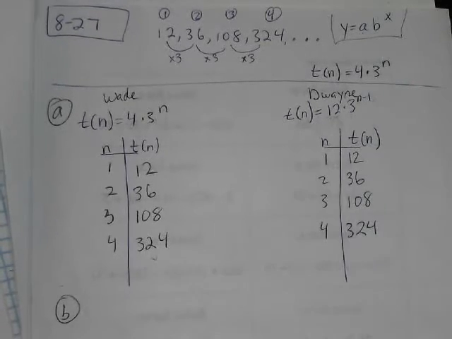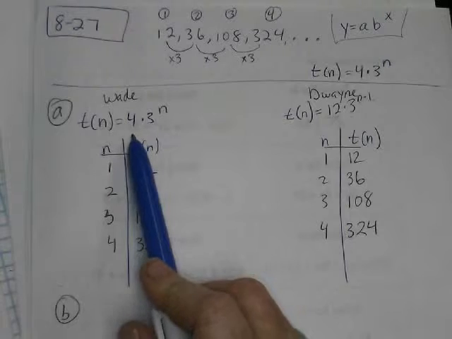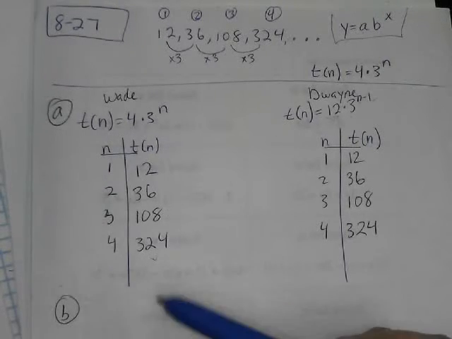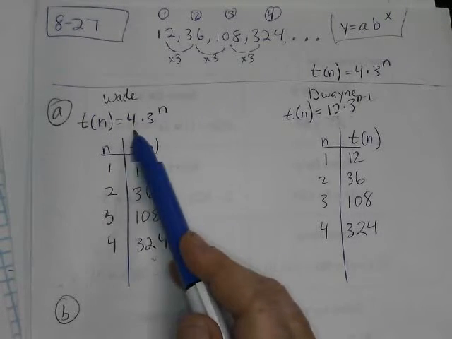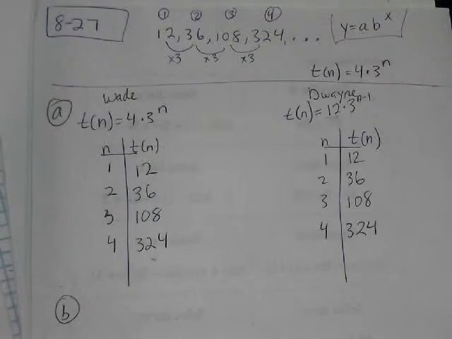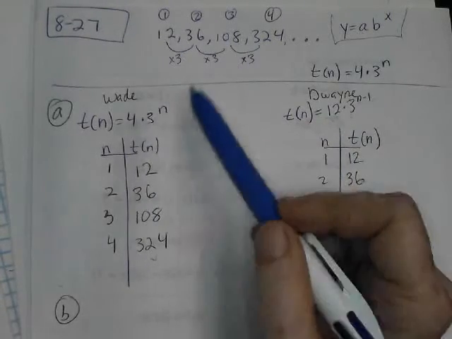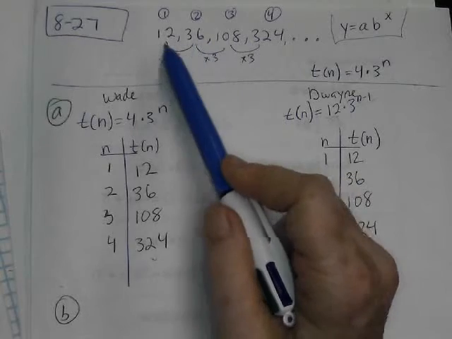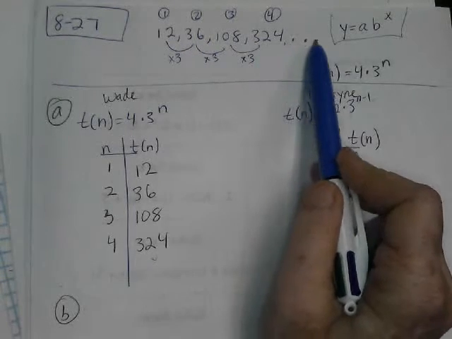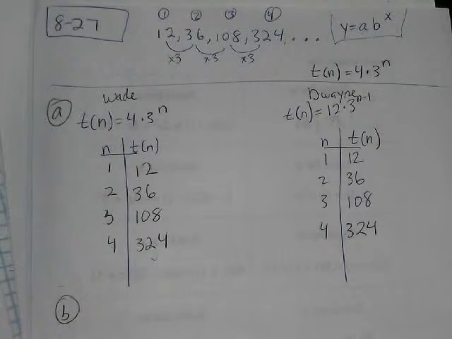What do you guys think Wade would say? How do you guys think Wade figured this out? All Dwayne and Wade had was this little list of numbers right here. Where do you think he got that 4 from? 4 times 3 is 12. Yeah, because 4 times 3 is 12.